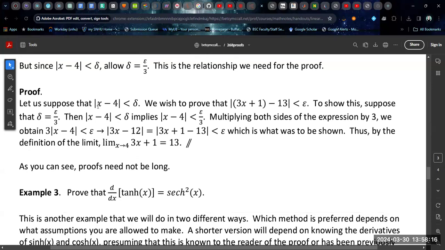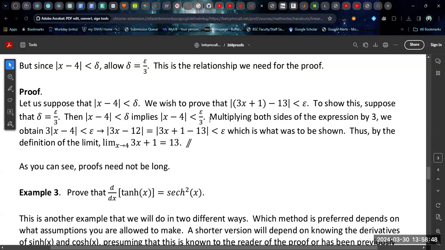Let us suppose that the absolute value of x minus 4 is less than delta, and we wish to prove that the absolute value of 3x plus 1 minus 13 is less than epsilon. Remember, this is our function, this is our limit. So to show this, we suppose that delta is equal to epsilon over 3. Then our absolute value of x minus 4 less than delta implies that the absolute value of x minus 4 is less than epsilon over 3.